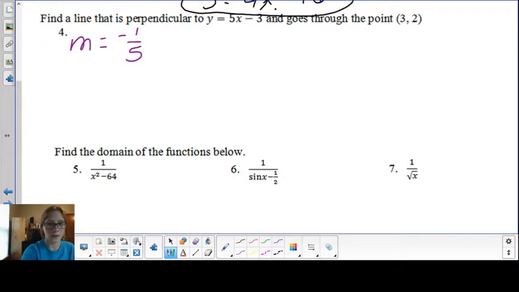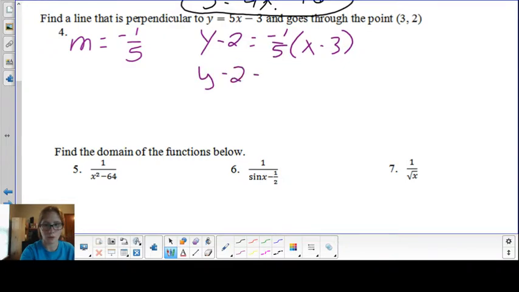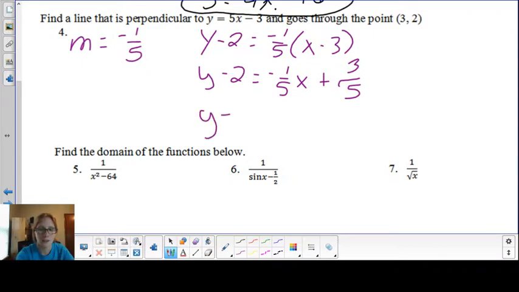So I have y minus 2 is equal to negative 1/5 times x minus 3. So I get y minus 2 is equal to negative 1/5 x plus 3 over 5. Remember, negative, negative turns positive. So I'm going to add 2, which is the same thing as adding 10 over 5. So I'm going to have negative 1/5 x plus 13 over 5.